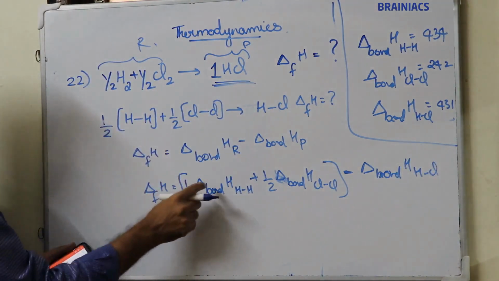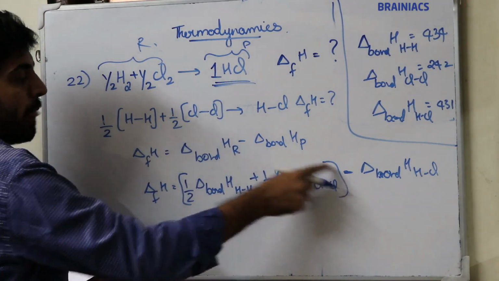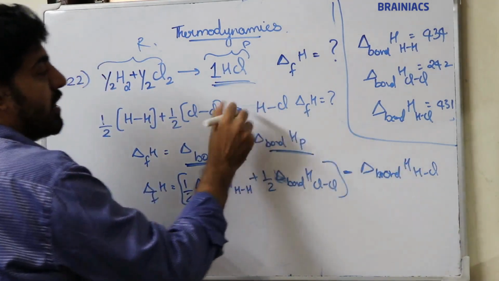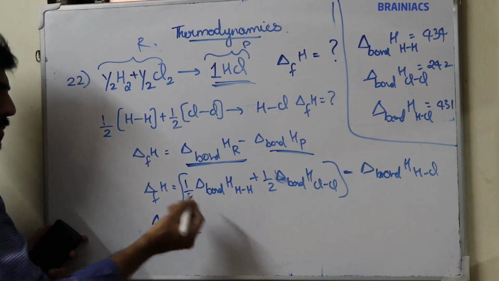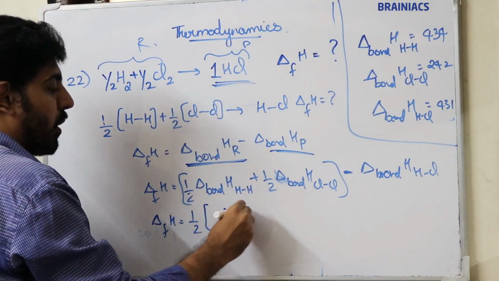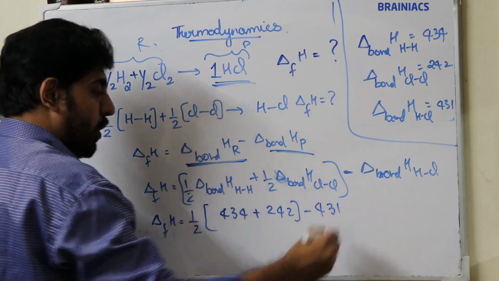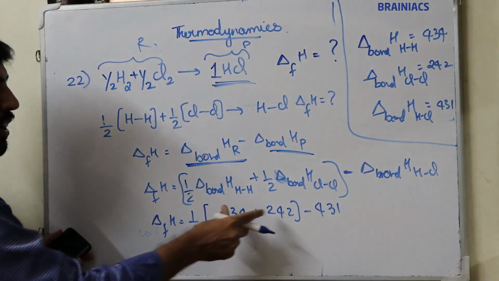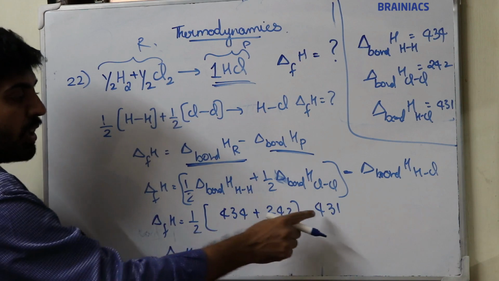Half bond enthalpy of HH bond plus half bond enthalpy of Cl-Cl bond, these two are reactant, enthalpy of reactant minus enthalpy of product, HCl, so bond enthalpy of HCl, there is only one HCl. So I am taking half outside. Enthalpy of formation is equal to half into the bond enthalpy of HH bond 434 plus bond enthalpy of Cl-Cl bond 242, minus bond enthalpy of HCl 431, right? I think it's clear till here. So first you have to add these two, then divide by 2, minus 431.